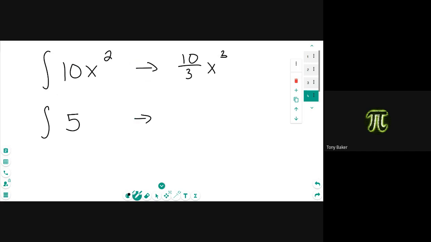This is just the product. This is just the power rule. What about the integral of 5? It's 5x.